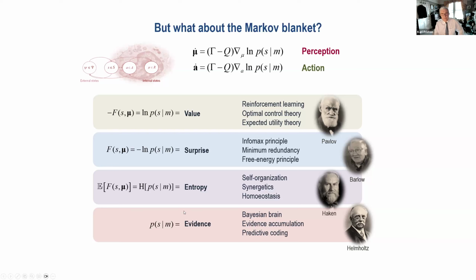And what this means is that perception and action is trying to maximize, or looks as if it is trying to maximize, model evidence. Some people like to call this self-evidencing. From this, we can motivate the Bayesian brain hypothesis, evidence accumulation, and things like predictive coding. And indeed, I will unpack the predictive coding interpretation later on.